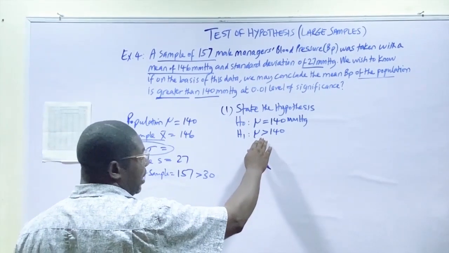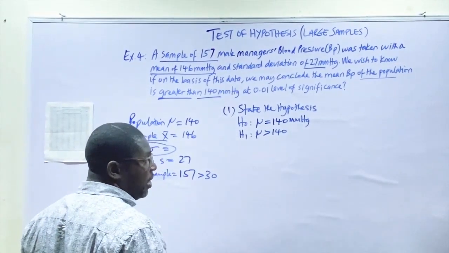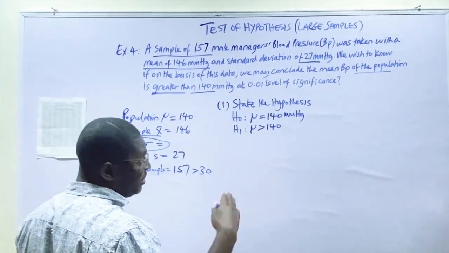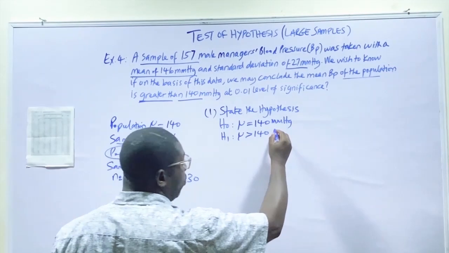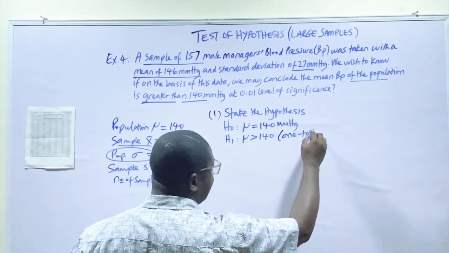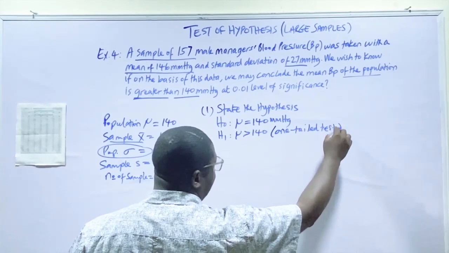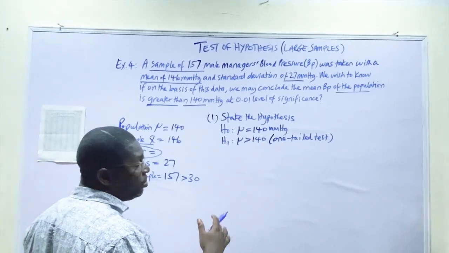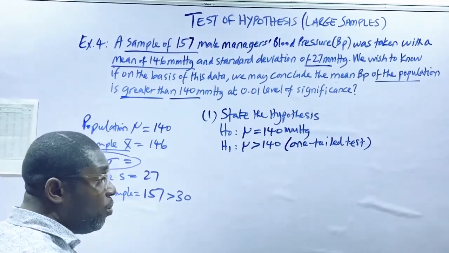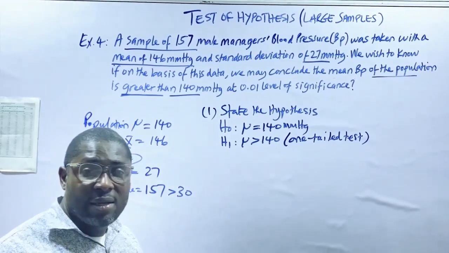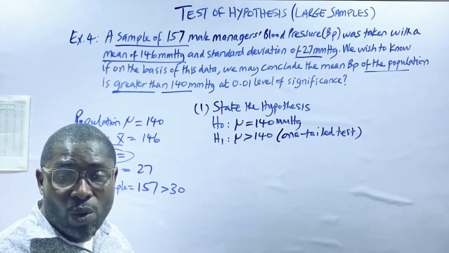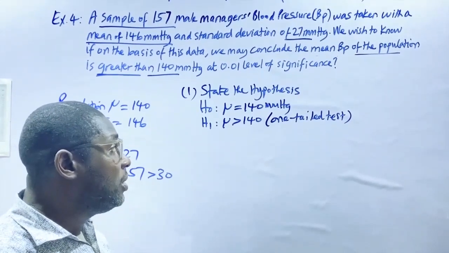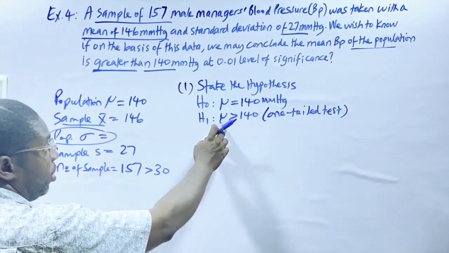Now, since we want to find whether the mean value of the sample is greater, we're going to be dealing with a one-tailed test. If it was a case of looking for whether it is lesser, it's also a one-tailed test. But if we want to find whether the values are equal or the same, then we're talking about a two-tailed test. But here we're still dealing with a one-tailed test.